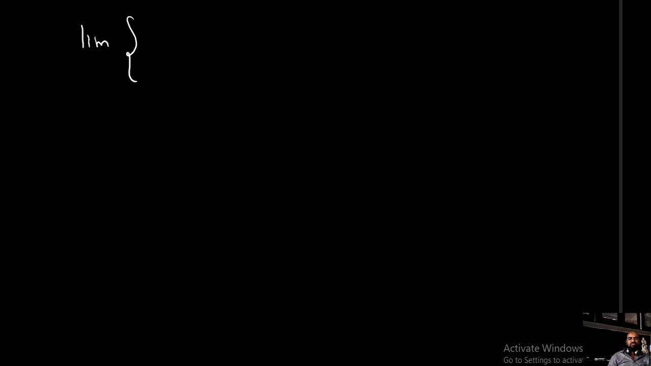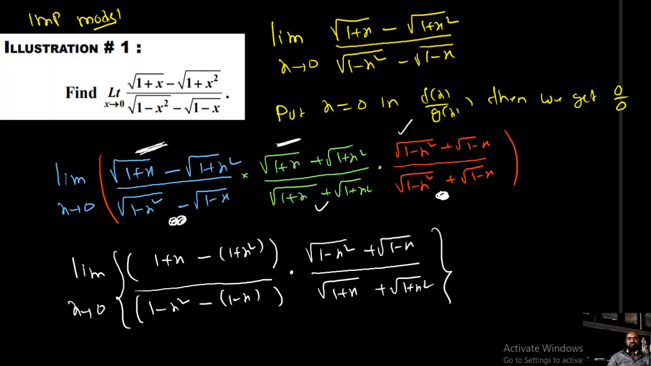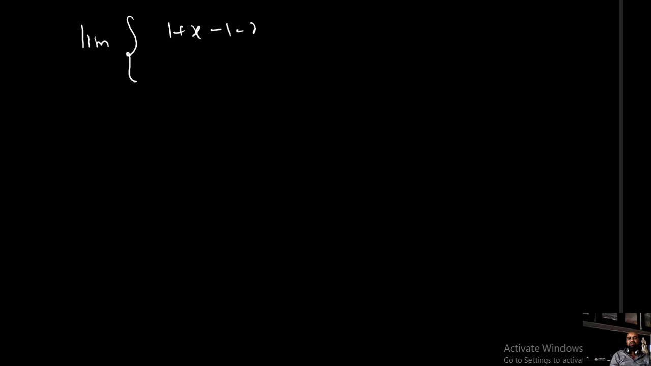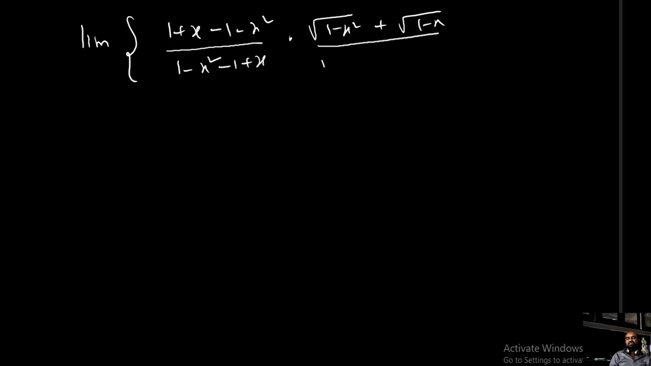Limiting value of 1 plus x minus 1 minus x square by 1 minus x square minus 1 plus x, into root over 1 minus x square plus root over 1 minus x by root over 1 plus x plus root over 1 plus x square, where x is tending to 0.